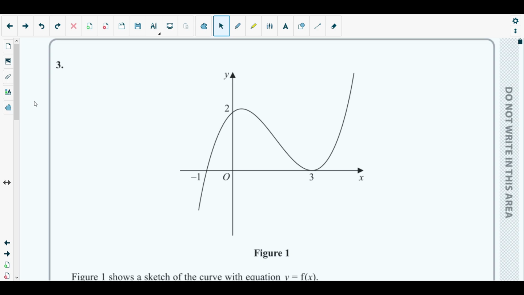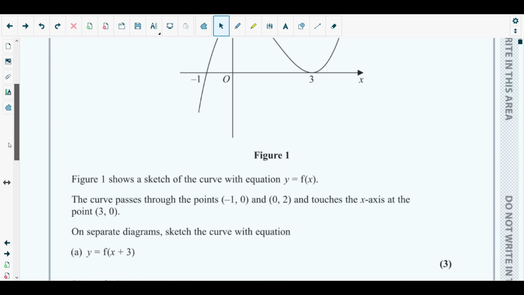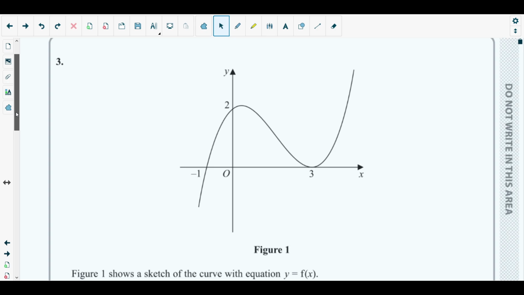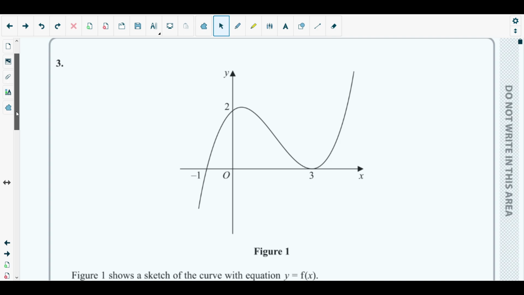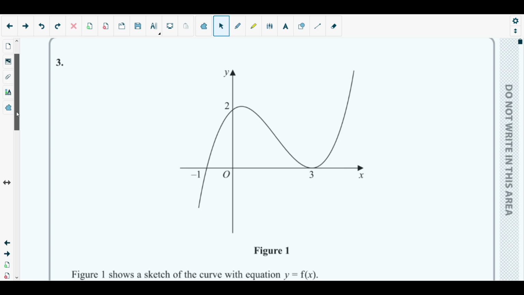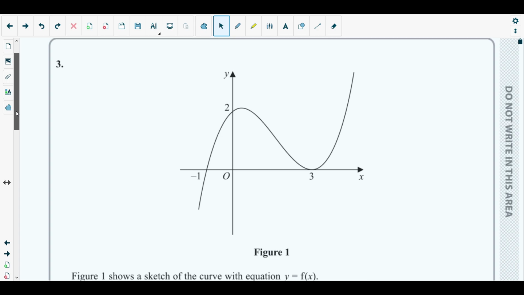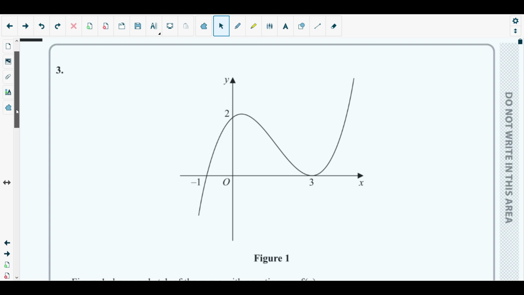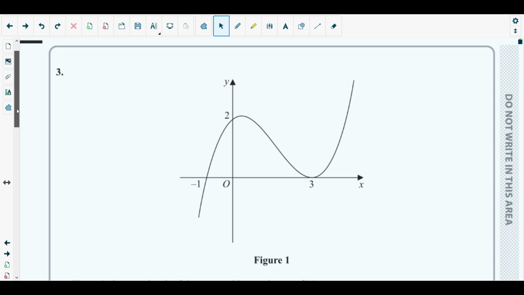In order to be able to solve this question, you should have practiced problems and done chapter number 4 from your P1 textbook. In this question you will need concepts related to transformations, like how transformation works along the horizontal axis and along the vertical axis. You need to have an idea about these transformations. So let's get started with question number 3.